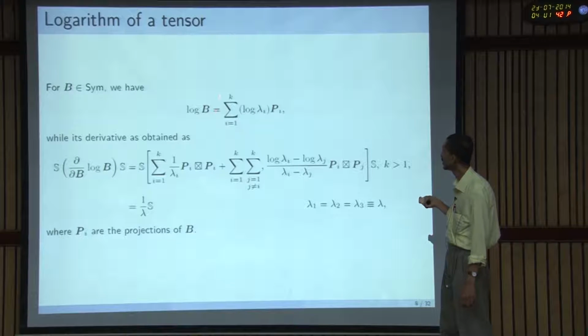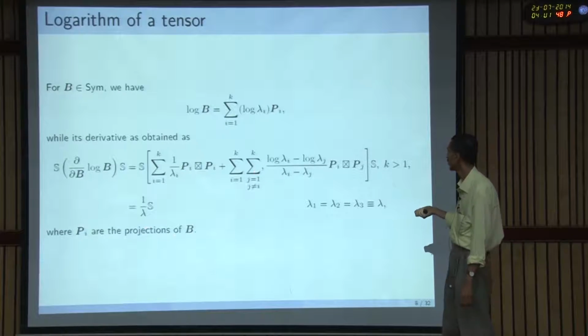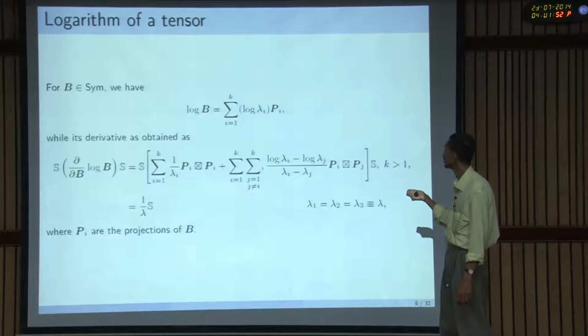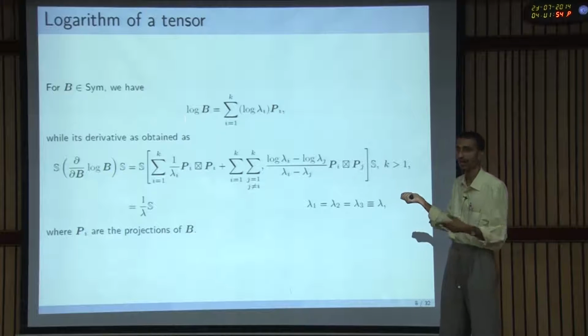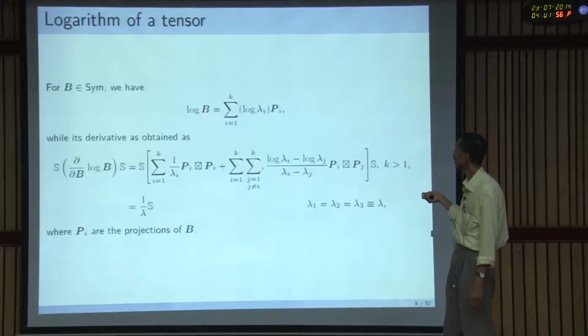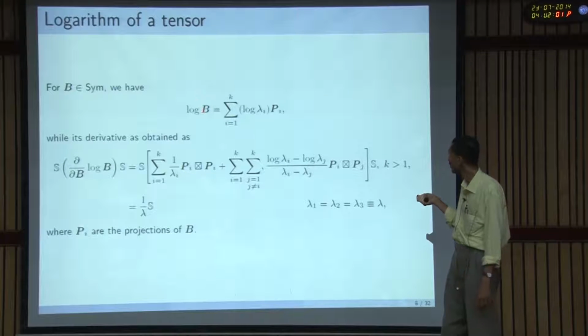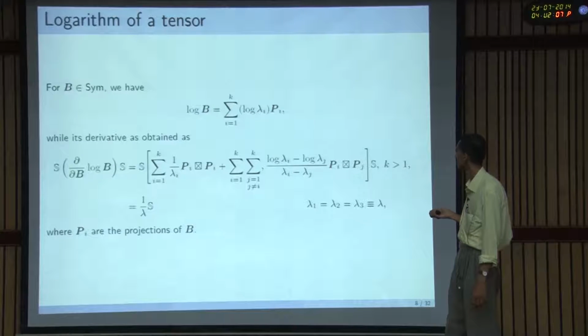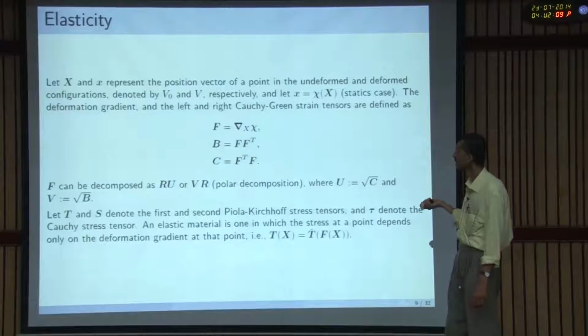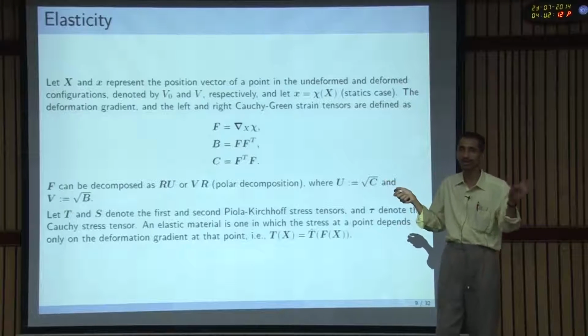And then you can even differentiate this. You can find the derivative of this with respect to B itself, which gives some complicated expression in terms of the projections here. This log of B is something important in this work, which is the reason I am putting this up. Later on, we will define a logarithmic strain, and for that we need these expressions. So, that was just the mathematical background.